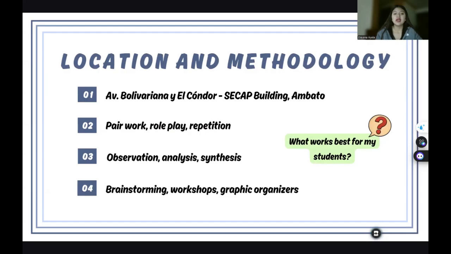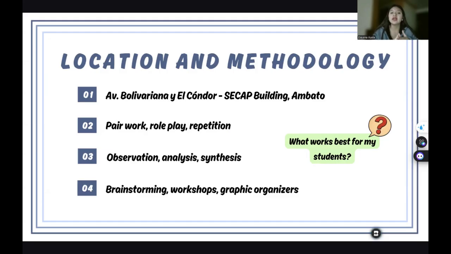Then we have location and methodology. The first is location, where we are working now, as I mentioned before. In my case, that is Ambato, and I write the specific information: Bolivariana Avenue and El Condor Street, and the building where our institution is. Then we have the methodology. Here we need to include the strategies, techniques and activities that we are going to use during this process.